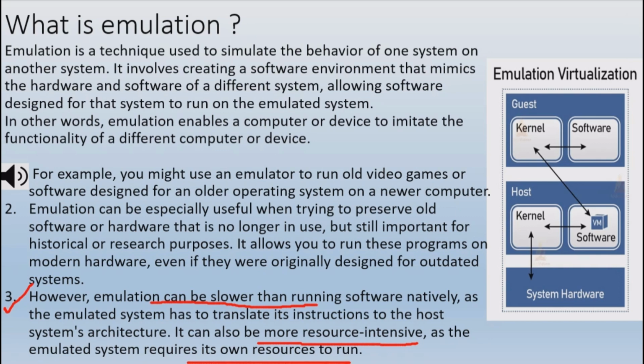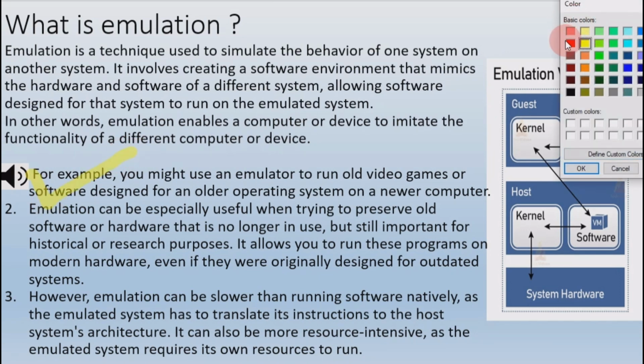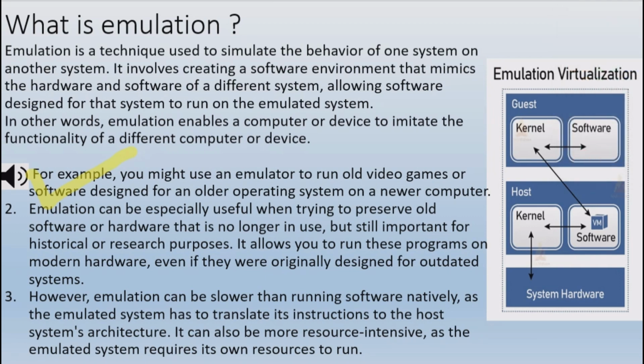Explanation of paragraph. Emulation is like pretending to be something you're not. In the computer world, it means making one computer act like another computer. This can be useful when you want to run old software on a new computer, or if you want to use a computer program that was designed for a different type of computer.